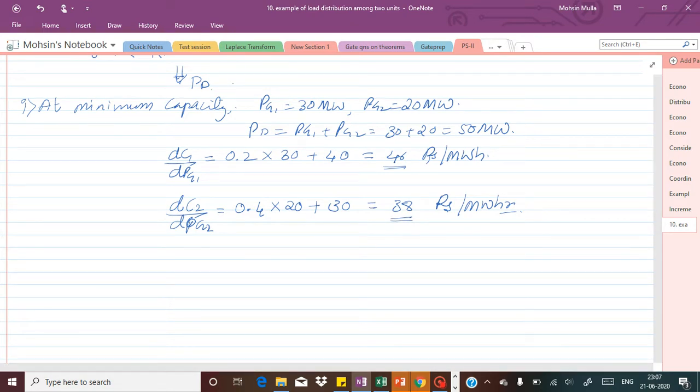So we can clearly see that generator 2 is more economical at its minimum capacity. If the minimum demand is to be supplied, then the generator 2 can be operated at the minimum cost of 38 rupees per megawatt hour of generation. And up to what particular value this can be generated, that is 50 megawatt.